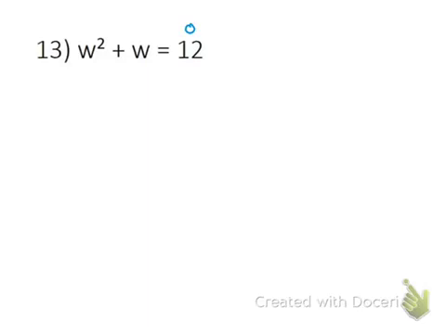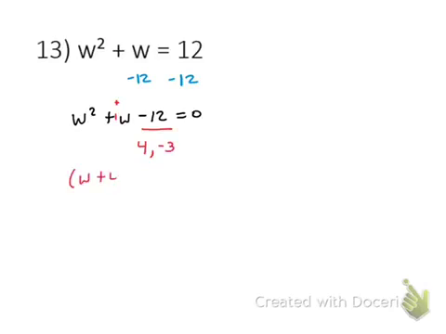So what I need to do first is move the 12. I'm going to subtract 12 to the other side. So now my problem looks like this. Once again, I notice that my leading coefficient in front of the w squared is a 1. So I'm looking for two numbers that multiply to be negative 12 but add to be a positive 1. So in my factored form, clearly, I've got factors of 4 and negative 3. So this becomes w plus 4, w minus 3 equals 0.